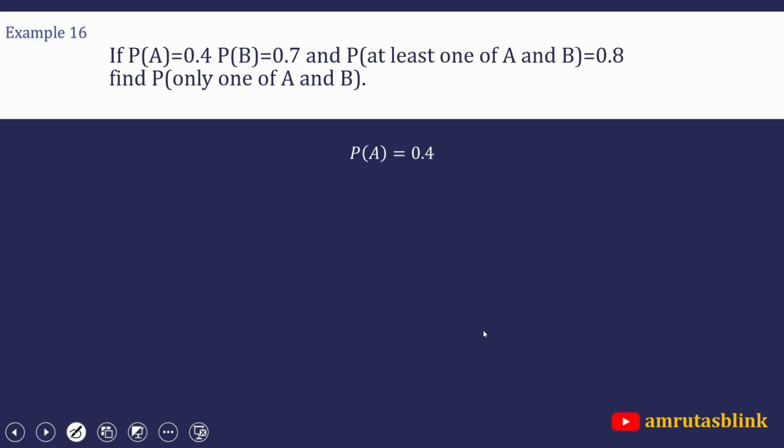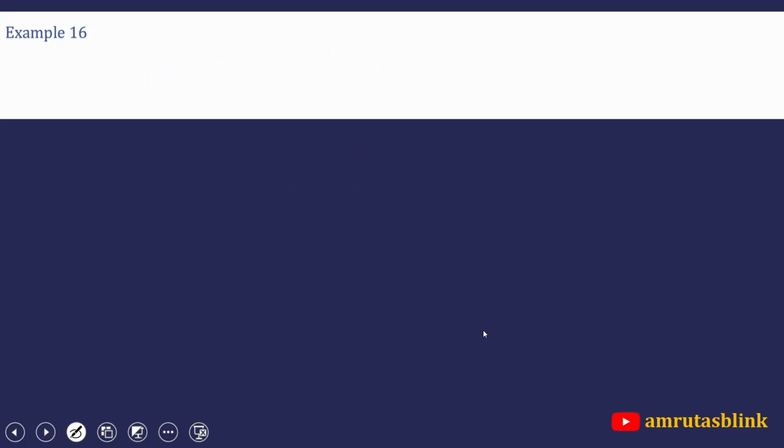Now let's try to understand what is the terminology used here. Probability of A is 0.4 and probability of B is 0.7. It's already given that probability of at least one of A and B. Now it is at least one of A and B. That means you can have either A or B, or you can have both A and B, and hence at least one of A and B is nothing but your probability of A union B. That's why probability of A union B is already given, which is 0.8.